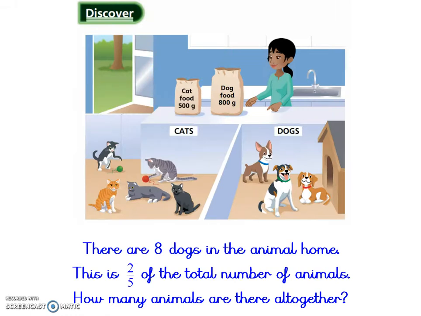Now let's move on to question 1b. There are 8 dogs in the animal home. This is 2 fifths of the total number of animals. So how many animals are there altogether? So let's read that question once more just so we can make it really clear in our heads. There are 8 dogs in the animal home. This is 2 fifths of the total number of animals. So how many animals are there altogether?